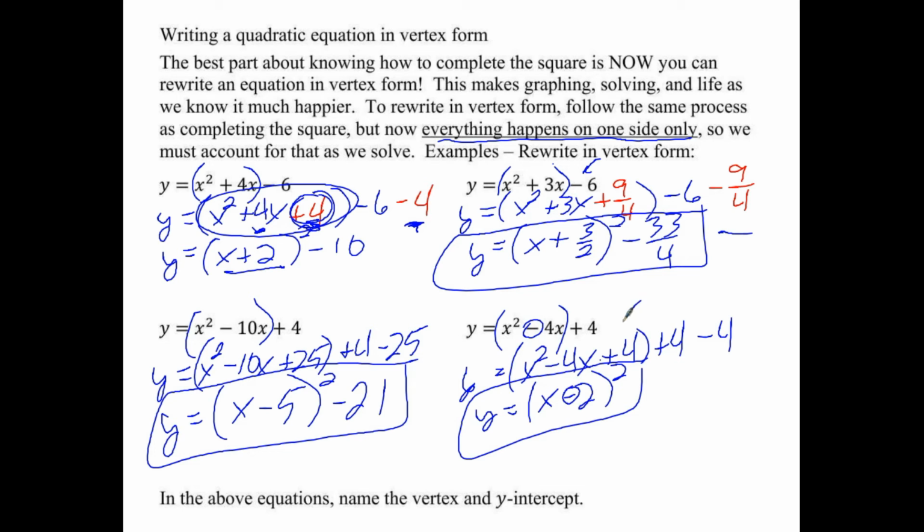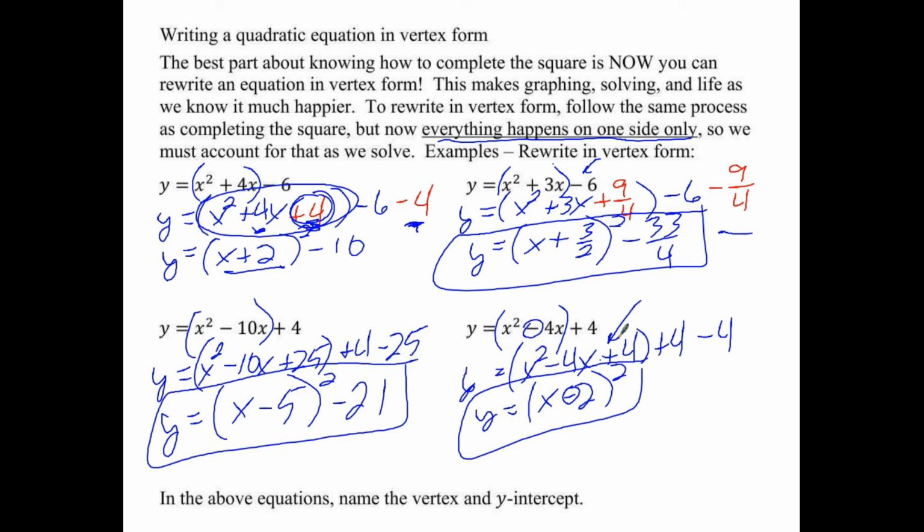Remember what we're doing. We're factoring that. Okay? So two numbers that multiply to give me positive 4 and add to give me negative 4. It has to be negative 2 and negative 2. So it's x minus 2 times x minus 2. And really that's x minus 2 squared. Okay? By the way, notice anything about this?